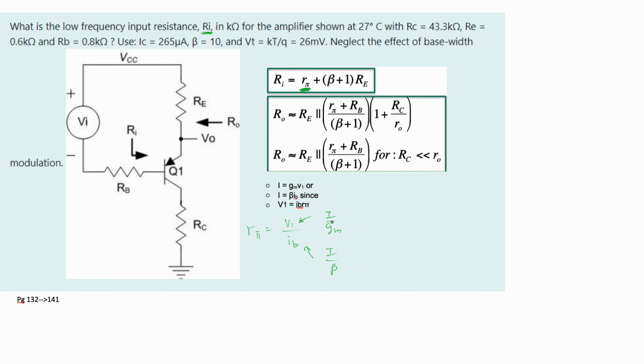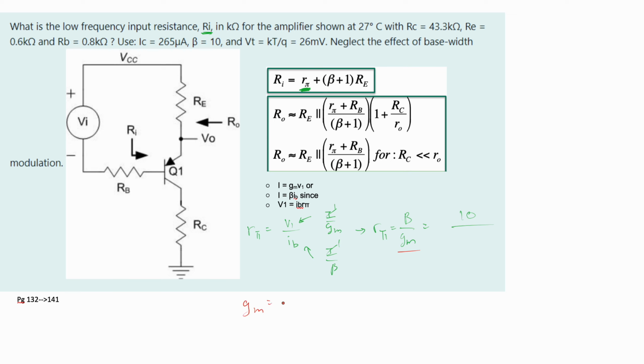Now we have an I on the top and bottom, so we can multiply everything by 1 over I. So this is just going to give us a 1 here. And then we can multiply top and bottom by beta. And that's going to give us that our R pi is equal to beta over GM. Now our beta is going to be equal to 10. Our GM is unknown here, so let's solve for it.